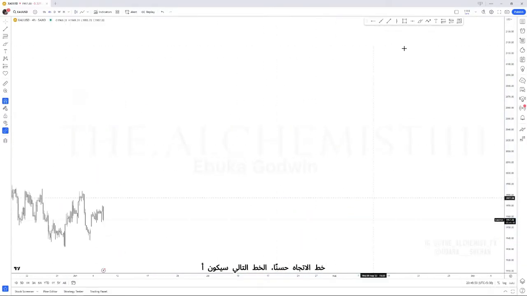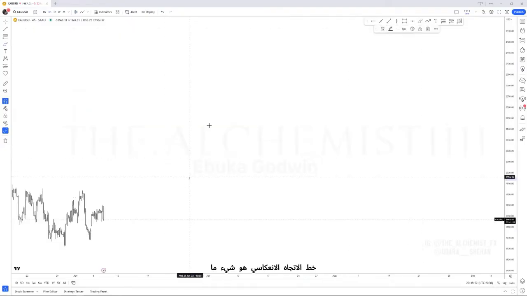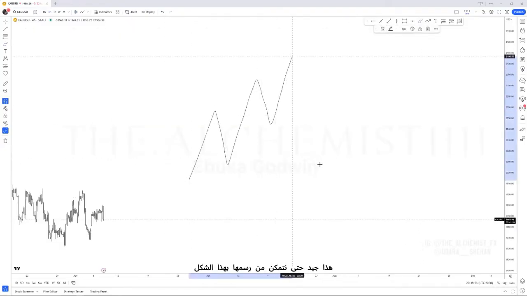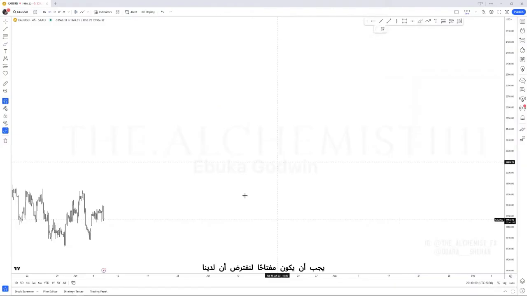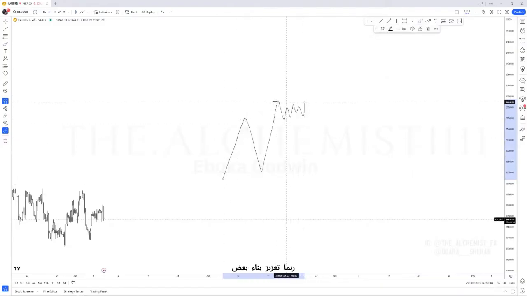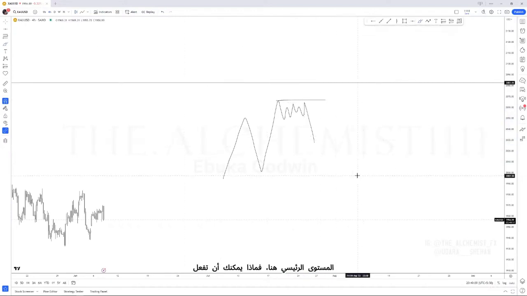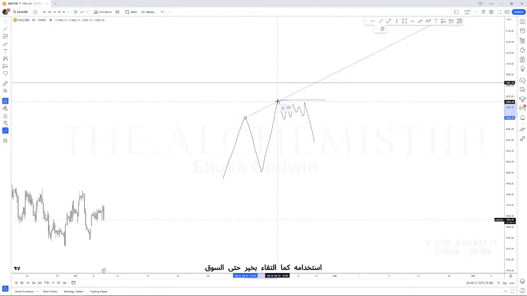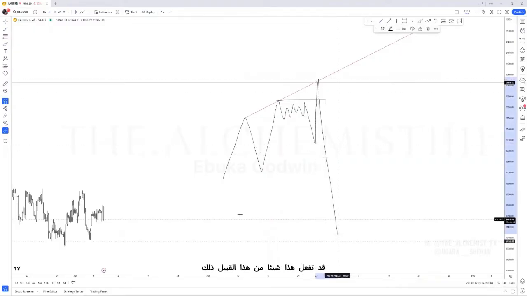The next one will be a reversal trend line that is something like this, so we could draw it like this. Like I told you, the first thing should be a key level. Let's say the market is going up, maybe consolidating, building up some liquidity, and then we have some high time frame key level in here. So you could draw a trend line like this and then use it as confluence. So the market might do something like this.